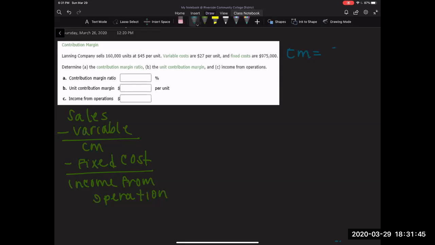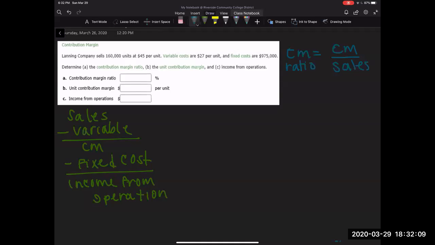It's going to be, this is the ratio, right? So it's going to be contribution margin divided by sales. Okay. All right. So given the information that they have given us, we can start this a couple of different ways. So let's start with the information they gave us.